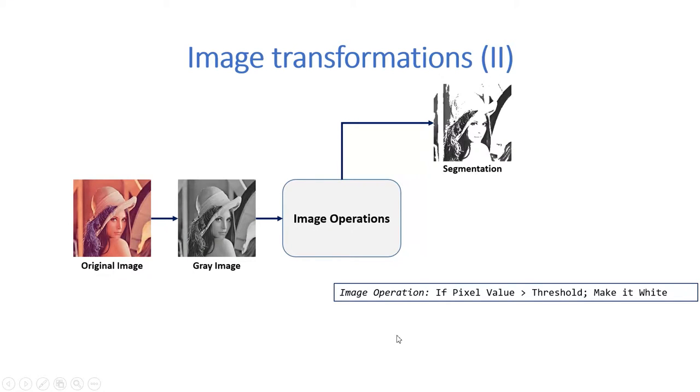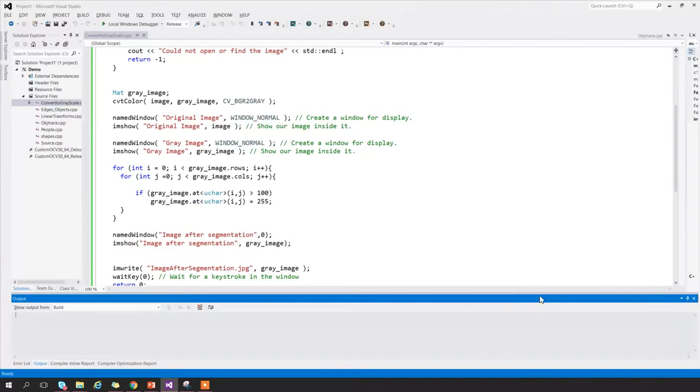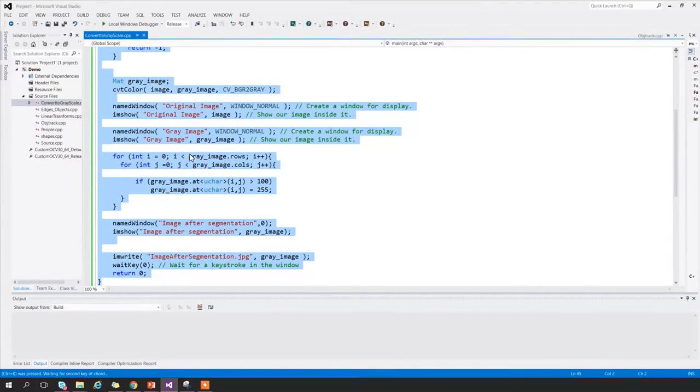Okay, now moving on. Similarly, if you consider your original image, convert it into grayscale, and then add some scalar to each and every pixel value, you can achieve a brighter image. So let's see how we can do this. I'm going to comment this code.